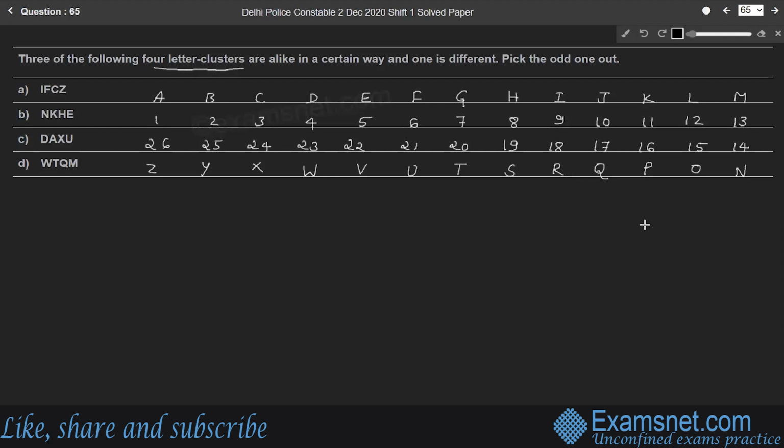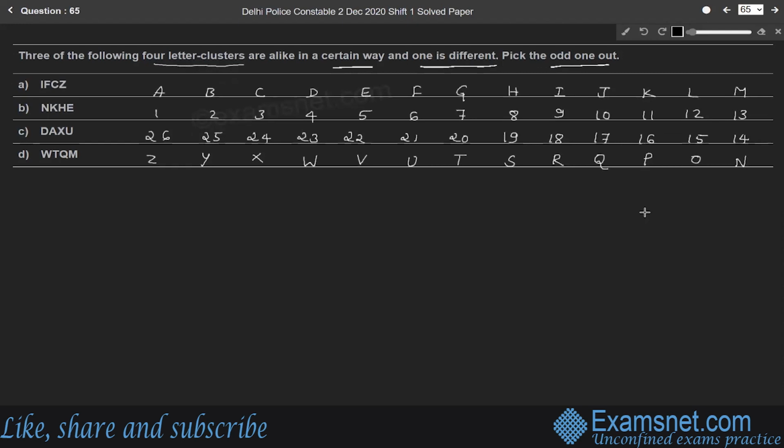Question 65. 3 of the following 4-letter clusters are alike in a certain way and one is different. Pick the odd one out. So the positional values of the alphabets are written here. First option IFCZ. Let us write the positional value of I is 9, whereas F is 6. So I minus 3 is equal to F, right? So C is 3. So F minus 3 becomes C, right? Whereas C minus 3 becomes Z.